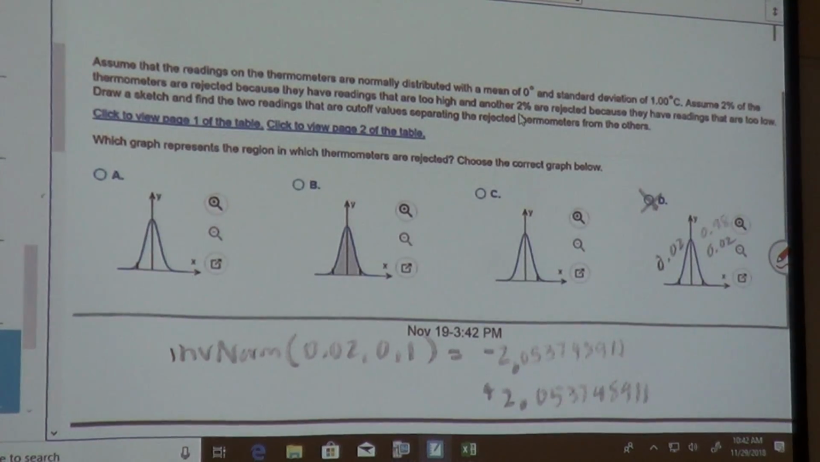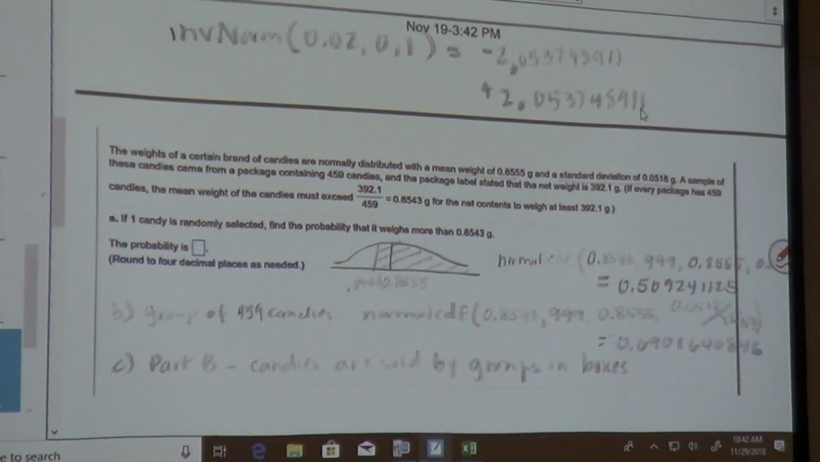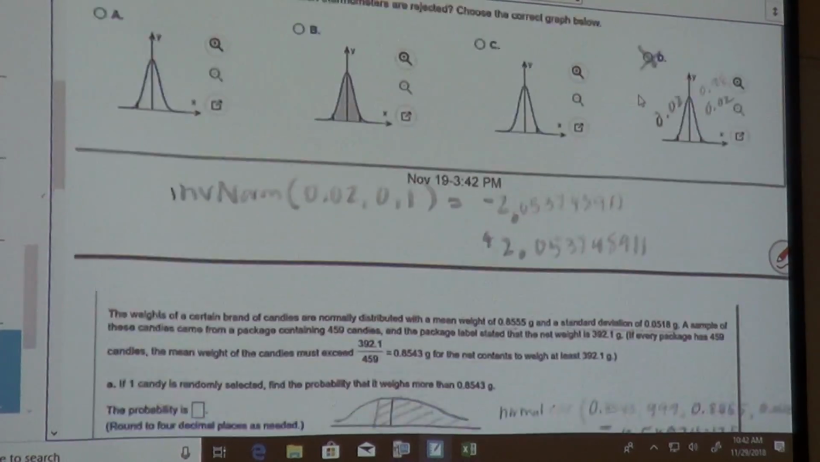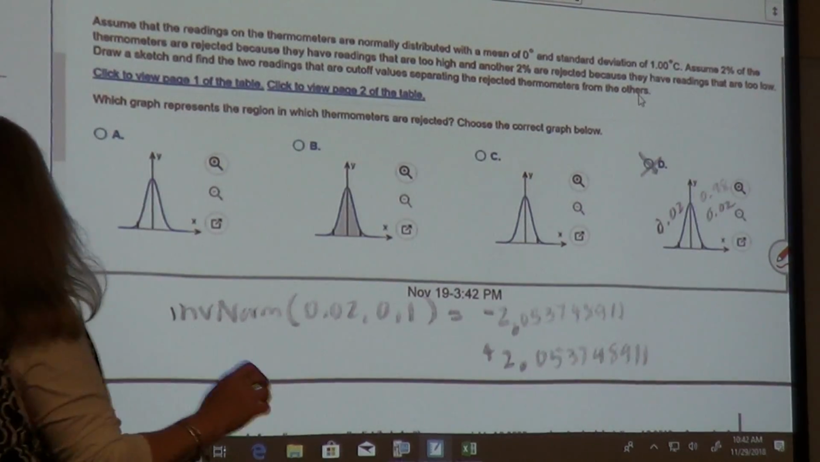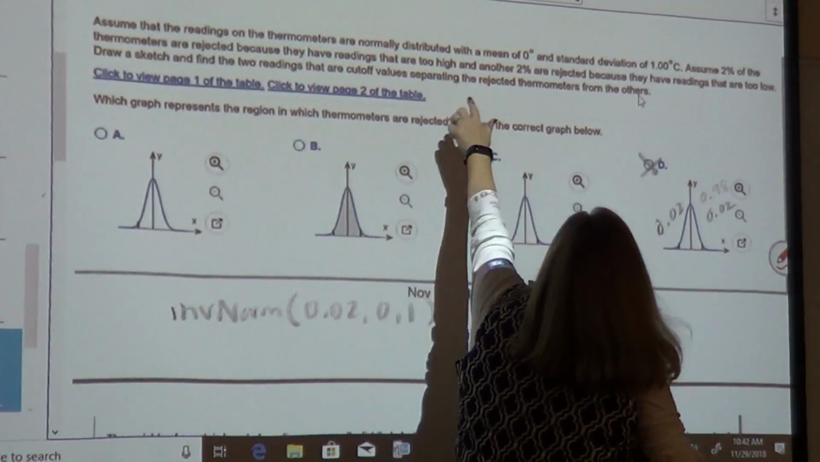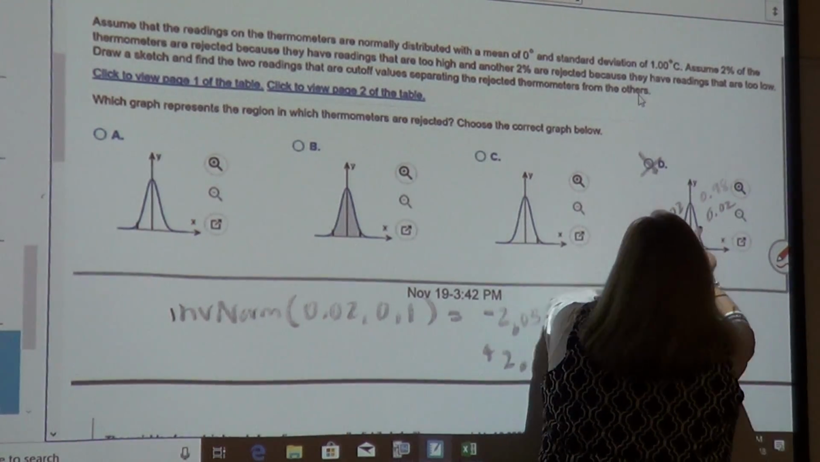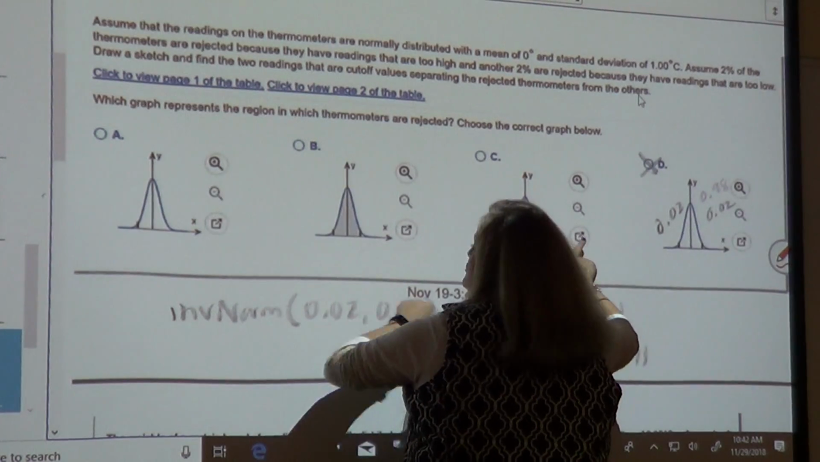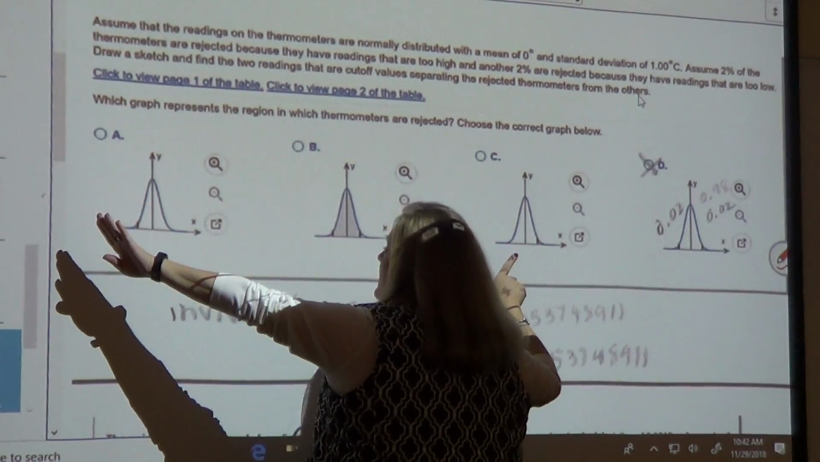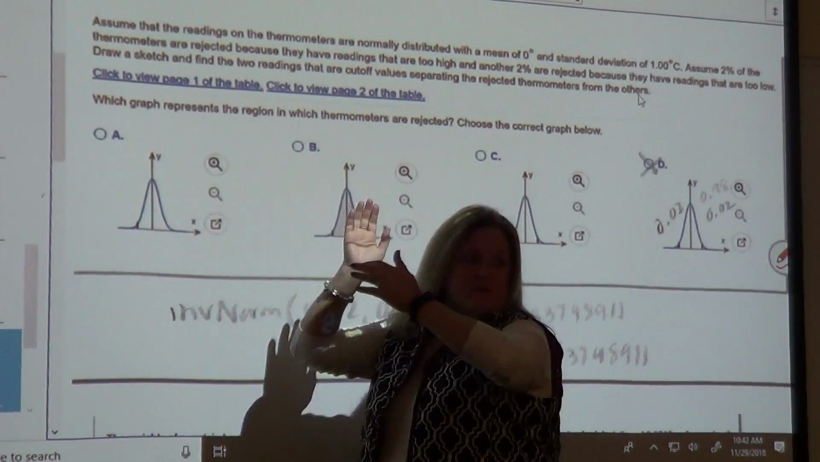Rejects the bottom 2% and the top 2%, so that's going to be the bottom and the top 2%. They reject them if they're too high and reject them if they're too low. So you're rejecting the top two. Here you're just rejecting the high two, and here you're just rejecting the bottom low, and here you're rejecting the middle ones.